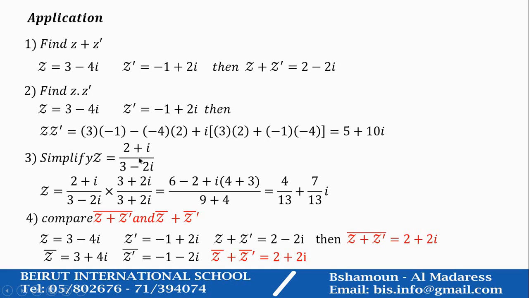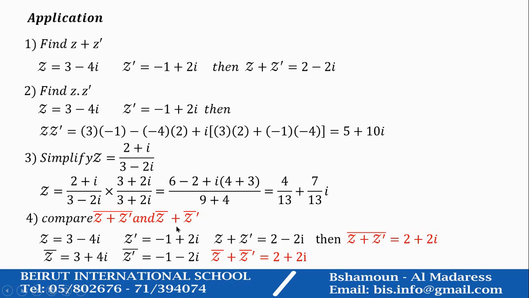Simplify a complex number, or express this in algebraic form. You multiply by the conjugate, as we said, and the conjugate of 3 minus 2i is 3 plus 2i. You end up with 3 squared plus 2 squared, and you distribute, you end up with 4 over 13 plus 7 over 13 i. This is the algebraic form.